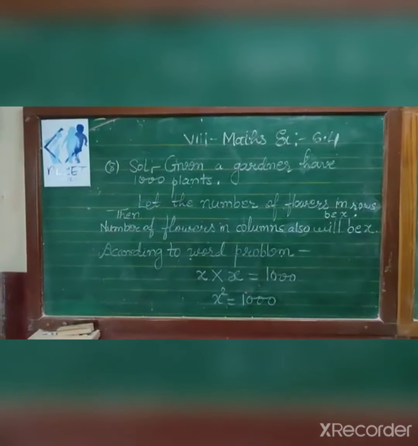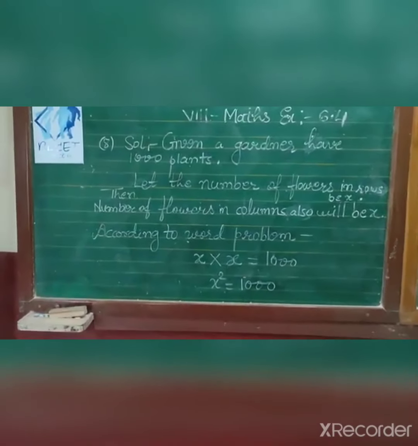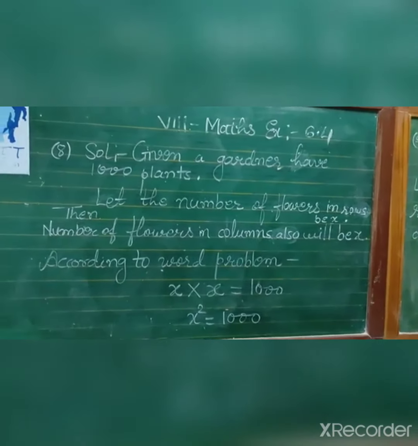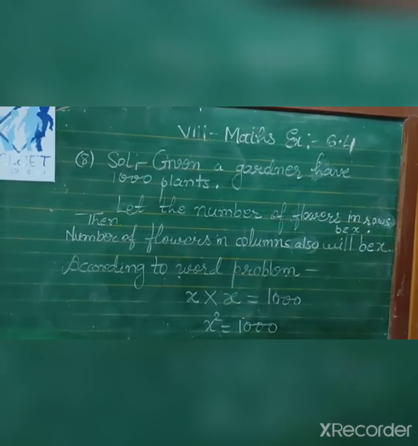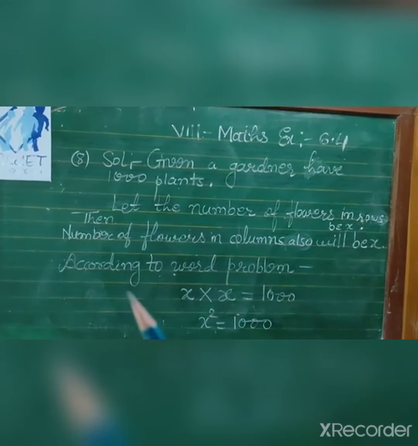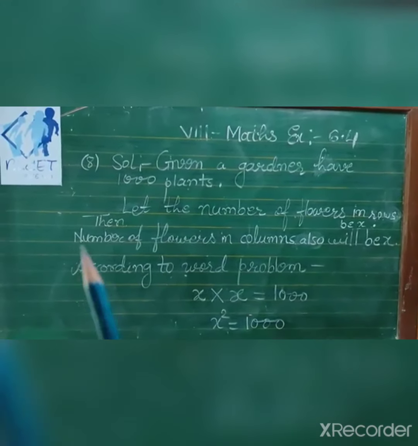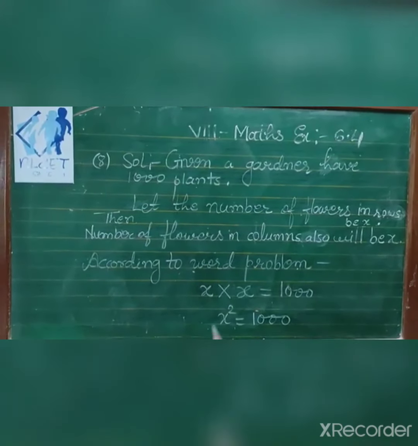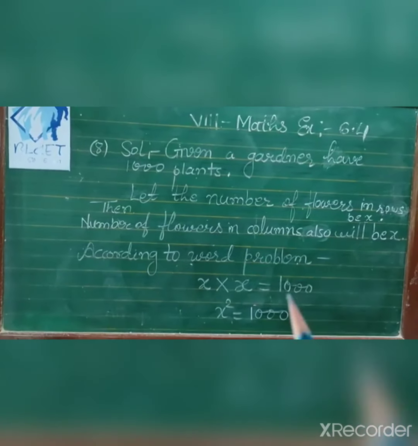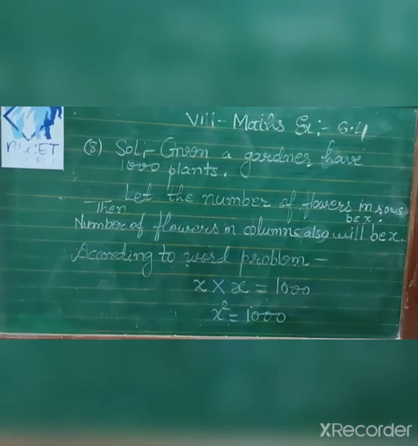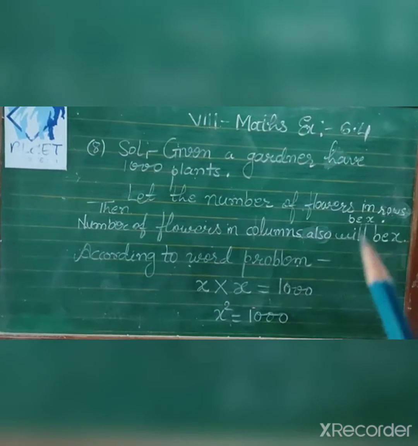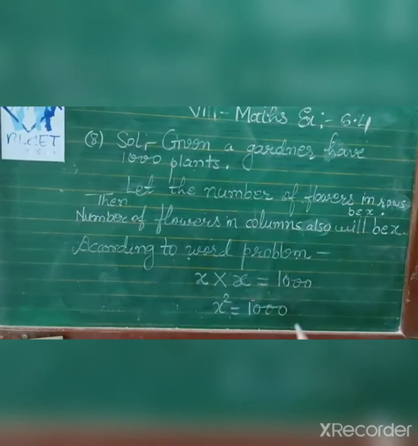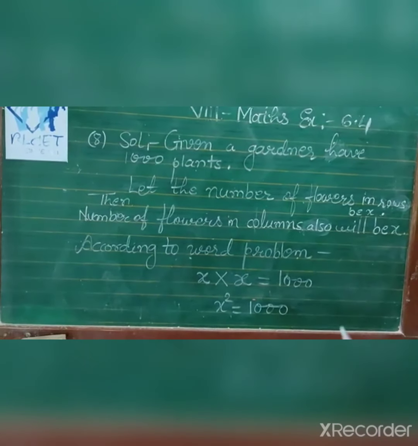Given a gardener has 1000 plants, and whatever number of flowers in a row, he wants the number of flowers in a column also. So suppose the number of flowers in rows is X, then the number of flowers in columns also will be X. So according to the word problem, X into X equals 1000. When you multiply the number of flowers in a row and the number of flowers in a column, definitely you will get the total number of flowers. So X square equals 1000, so X equals square root of 1000.